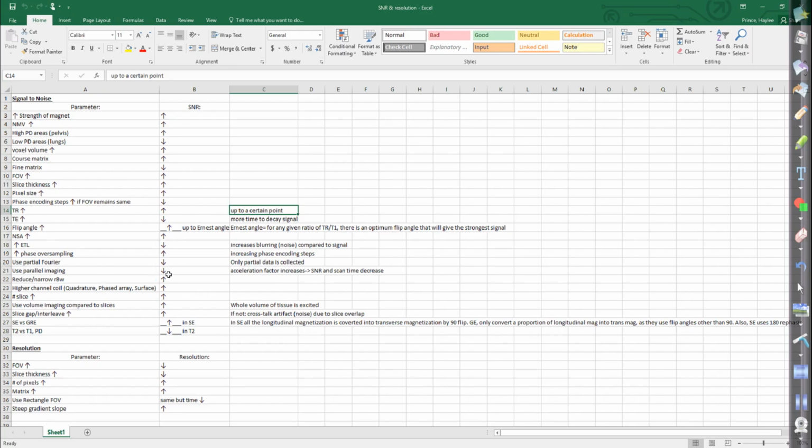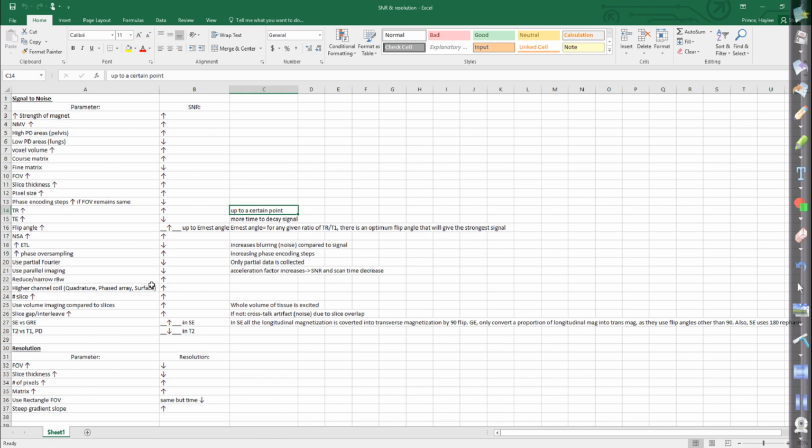Parallel imaging, we'll cover this a little bit later, but our signal goes down. As our acceleration factor increases, our SNR goes down. But our scan time decreases, which is great. We really use parallel imaging when we have a patient that can't hold still or can't hold their breath.